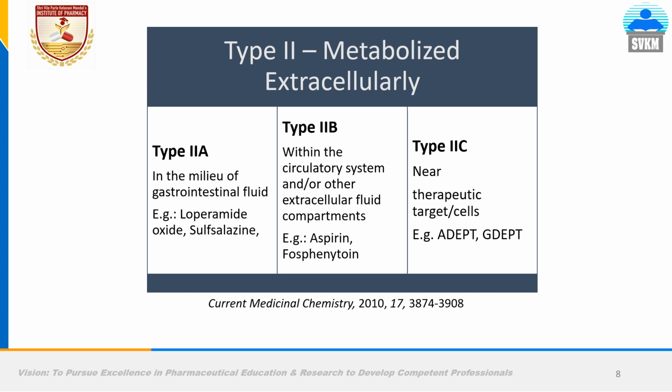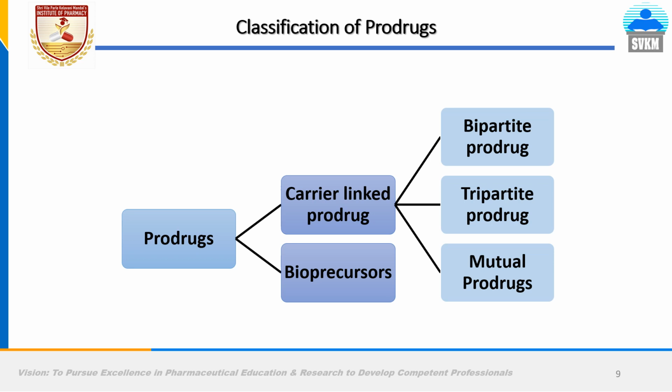So this is the overall classification. Now we see the generalized classification of the prodrug. Prodrugs are of two types: carrier linked prodrug and bioprecursor prodrug. A carrier linked prodrug has a pro-moiety attached to the parent drug by a linker, some carrier. But in the bioprecursor, there is no linker. We are directly modifying some functional group which is present in the drug itself. So that is the difference.